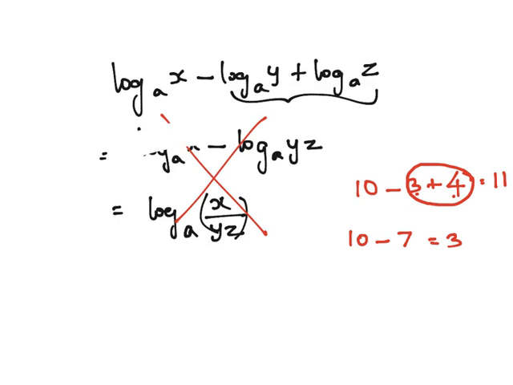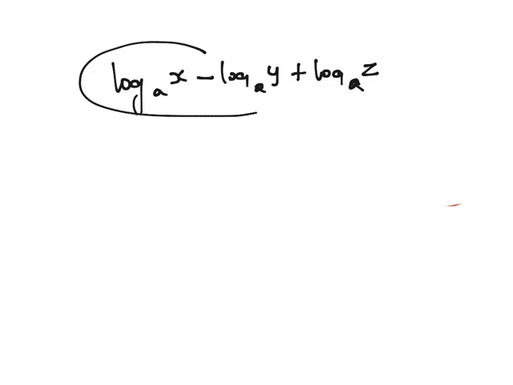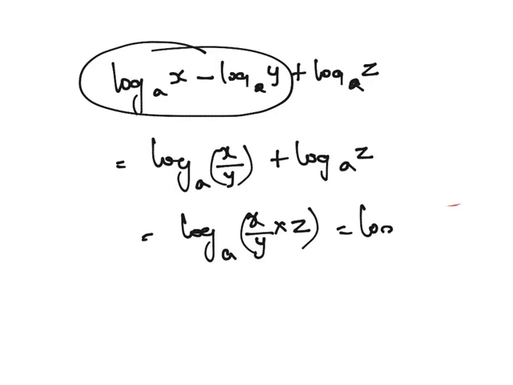So same way, let me erase this. What you need to do is, first you finish off this. So that means I'll get log x by y to the base a plus log z to the base a. This is correct. Now I can use the product rule. So log x by y multiplied with z to the base a. So log of xz by y to the base a.